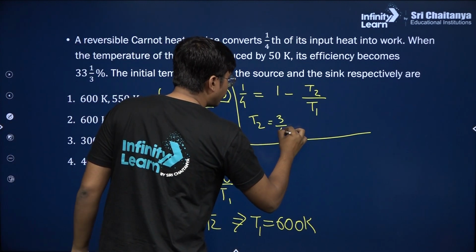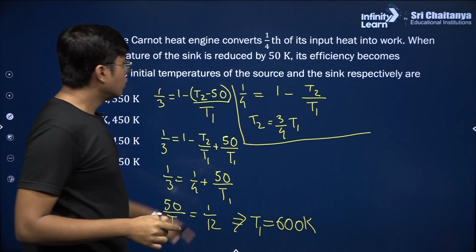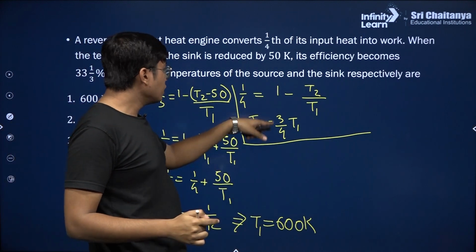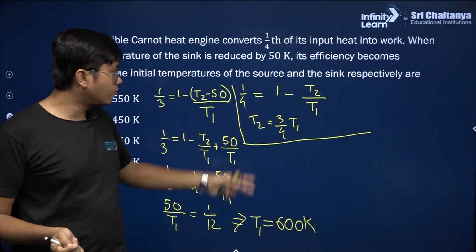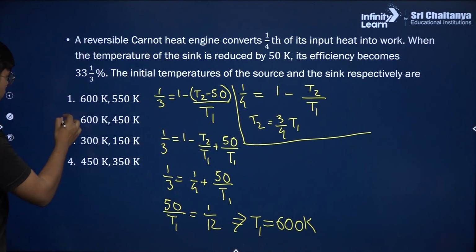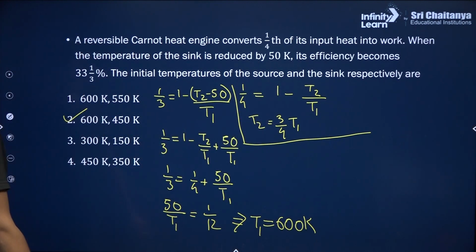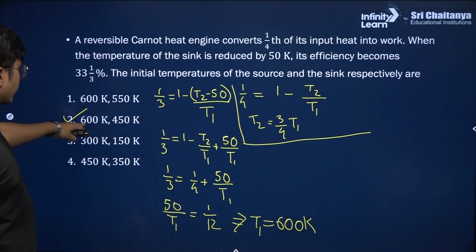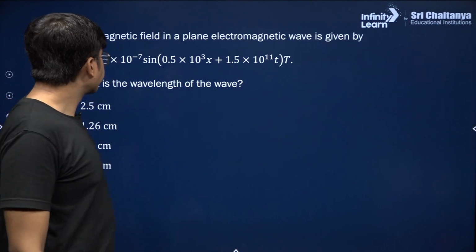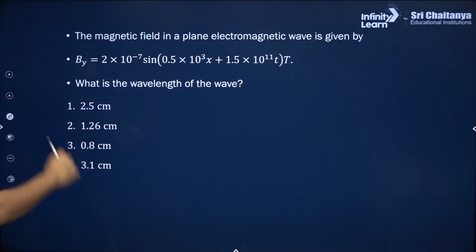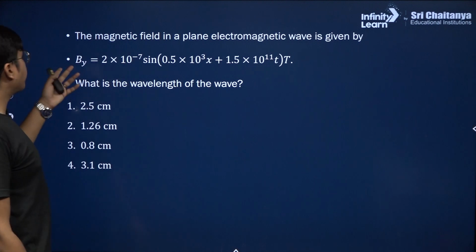So 3 by 4 T1. So if T1 is 600 Kelvin, 3/4 of 600 is 600 by 4 is 150 into 3 is 450. So T2 is, this is our correct option, where the source temperature T1 is 600 Kelvin, so sink temperature is 450 Kelvin. Okay.